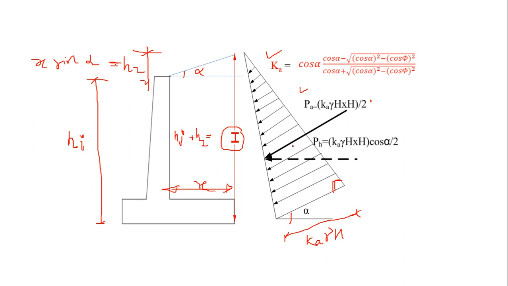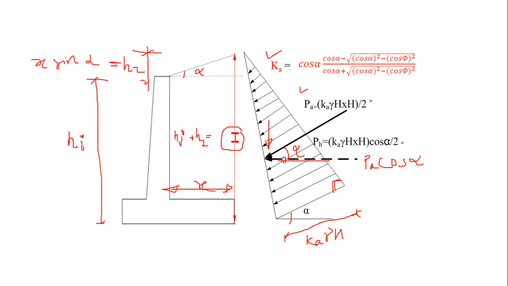If we want to find the moment, we require the perpendicular distance, right? Directly we cannot get the perpendicular distance, so for that reason we need to resolve this Pa along horizontal and along vertical. We know that this angle is alpha, so the horizontal component is Pa cosine of alpha.